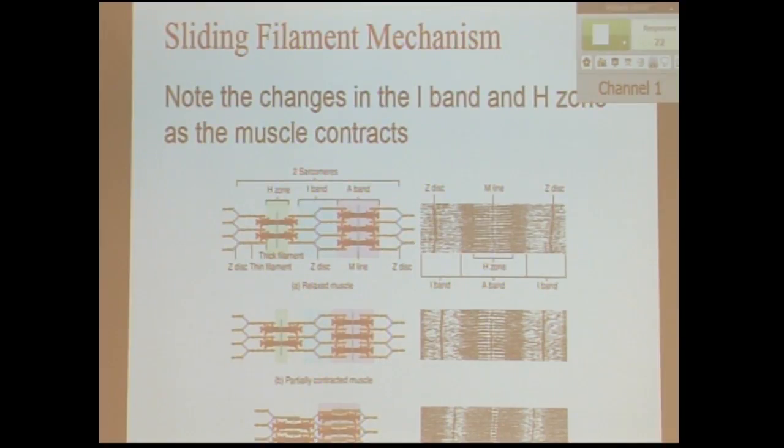Yeah, so when it's contracted, if you look at this, the myosin and actin are basically completely overlapped. So right now we're at H. So does the actin touch the M line and the myosin touch the Z line? So in maximally contracted muscle, yes. Actin would touch the M, myosin touches the Z, basically.